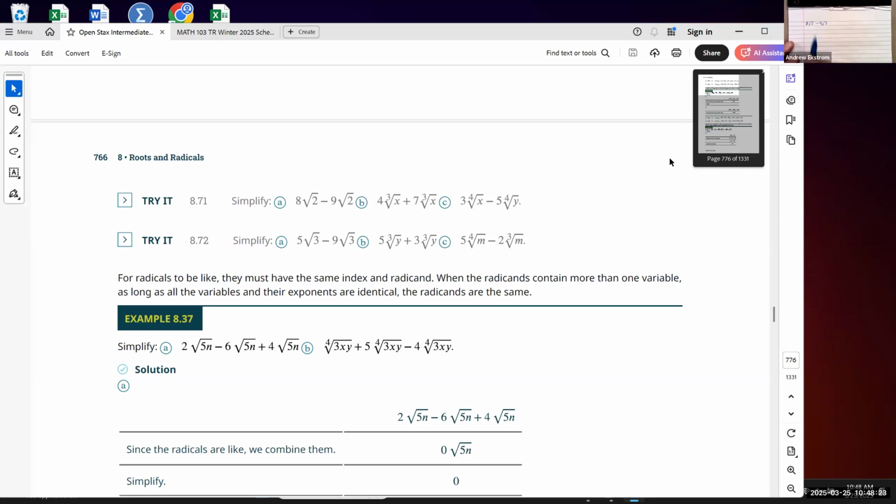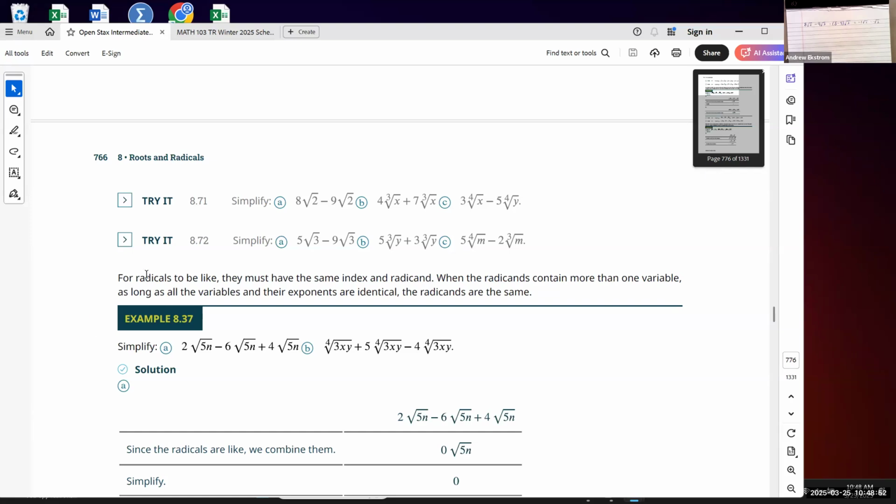So what number do these two things have in common? It's the square root of 2. So I can rewrite this as 8 minus 9 times the square root of 2. 8 minus 9 is negative 1 times the square root of 2, or just the negative square root of 2.